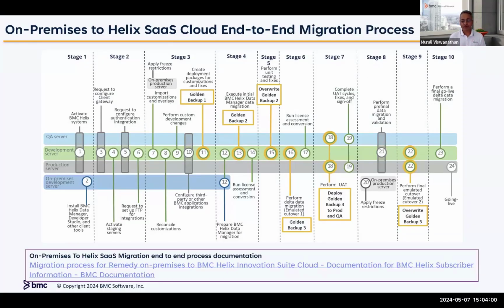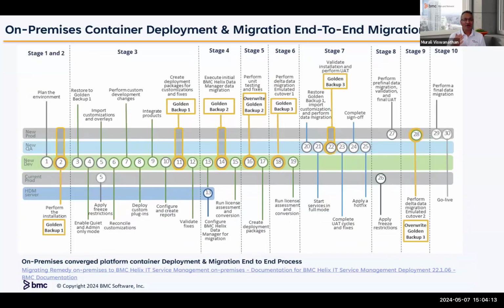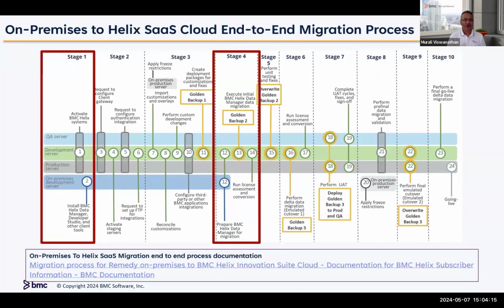One of the processes the tool supports is the end-to-end migration process for on-prem to SaaS. Anitha, can you click the button one more time for me, please? One more time, please. Okay, no, I'll go back a slide. I just wanted to highlight the stages. Yeah, so stage one through stage three is where you'll be, at least on-prem to SaaS.